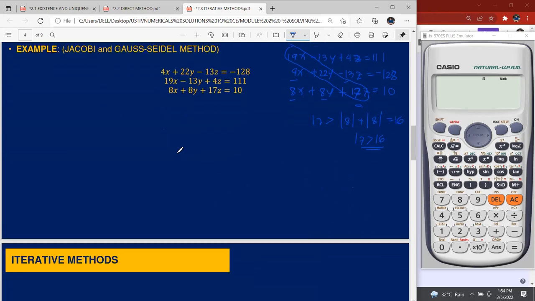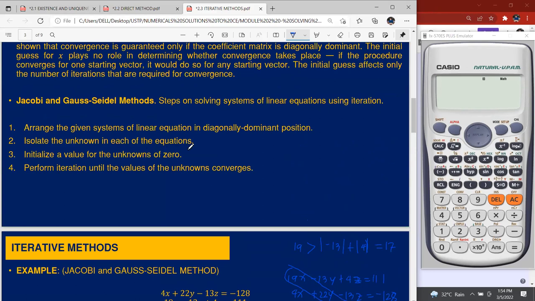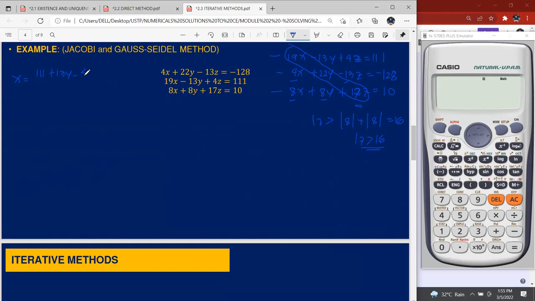Right? And then after that, isolate the unknown in each of the equations. So we have to isolate. First, x. Kanina nga equation na itong basihan. So x is equal to, transpose na ito sa negative 13. That is plus 13y and minus 4z over 19.